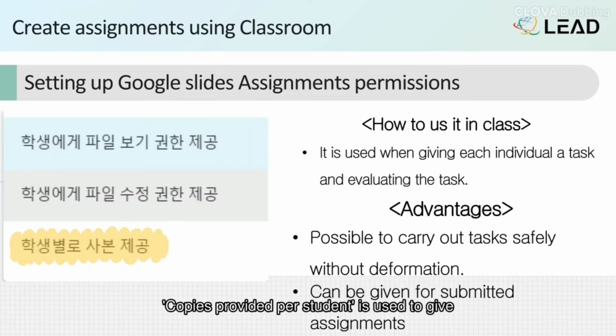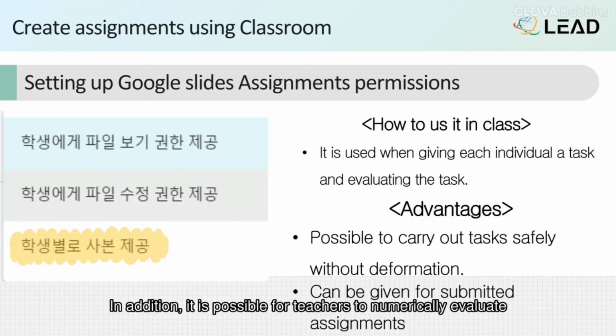Copies provided per student is used to give each individual an assignment and to conduct an objective evaluation. The advantage is that since each individual is given an assignment, it is not erased or deformed, so the assignment can be safely performed. In addition, it is possible for teachers to numerically evaluate each individual with the assignments submitted.